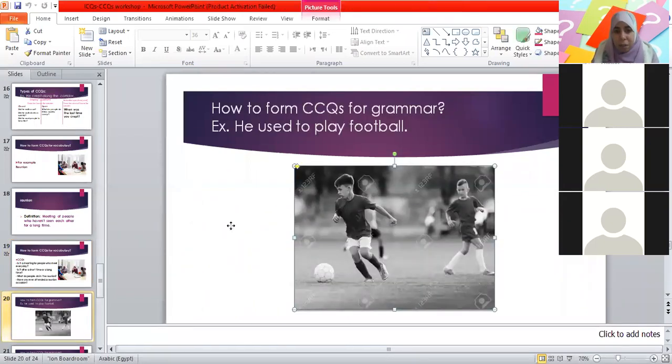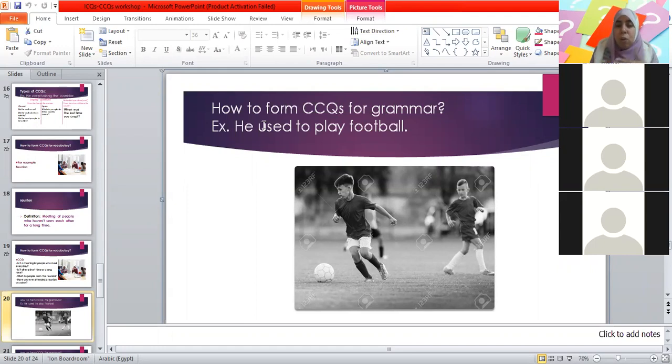Here we have a grammar item which is used to. Okay? So as a teacher, I should show or display a picture of an old man, a picture which is old, where I can see a boy who is young. And I say he used to play football. He used to play football, using this old photo or black and white photo. Okay? So here I'd like to check that my students understand the meaning of used to.